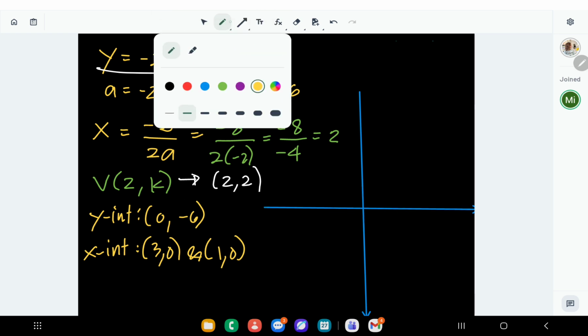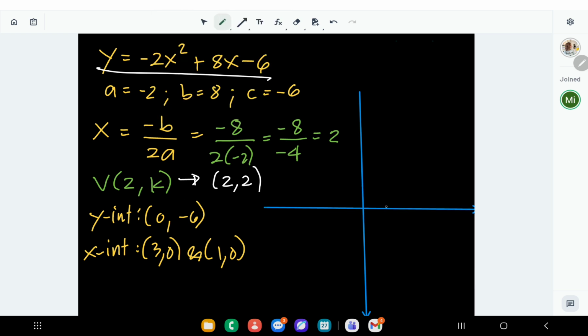Okay, so we have x-intercepts (3, 0) and (1, 0), then the vertex is (2, 2), so the vertex is here, and it opens downwards, right? The y-intercept is (0, -6), so this is the y-intercept. So our graph should look like this.